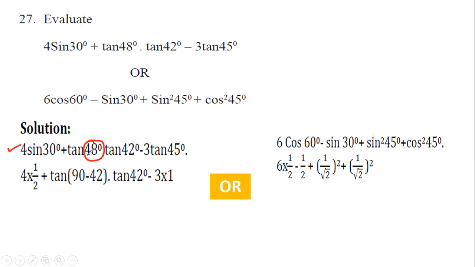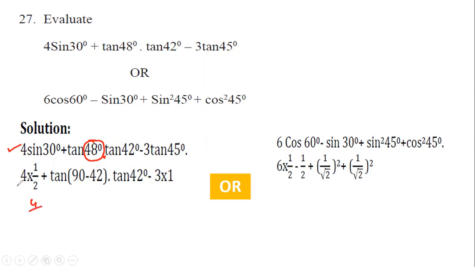So here you need to apply complementary angles. What is the complementary angles? You are converting this one. Tan 90 minus 42, into, here into is there, only apply complementary angles for only one trigonometric value. Don't substitute for both. And next one is tan 42 degree, right, as it is, minus 3 into tan 45 degree is 1.